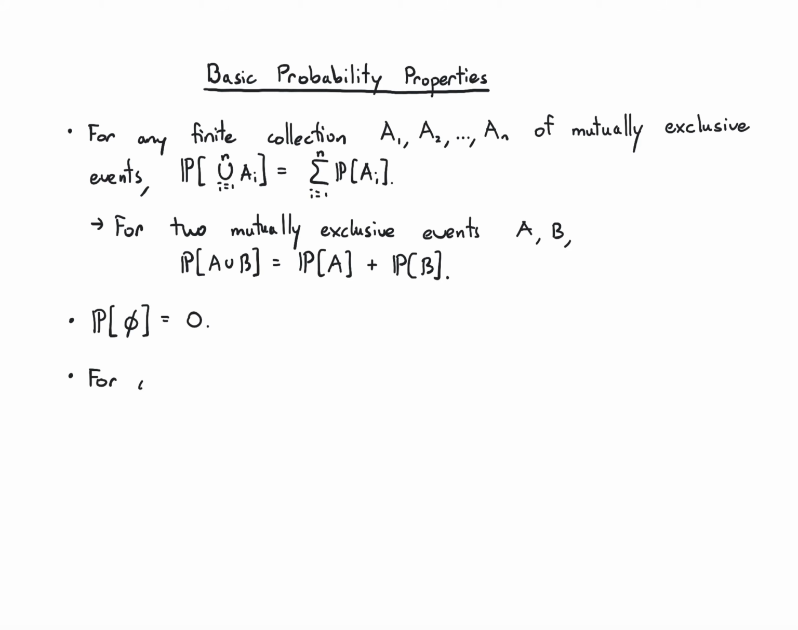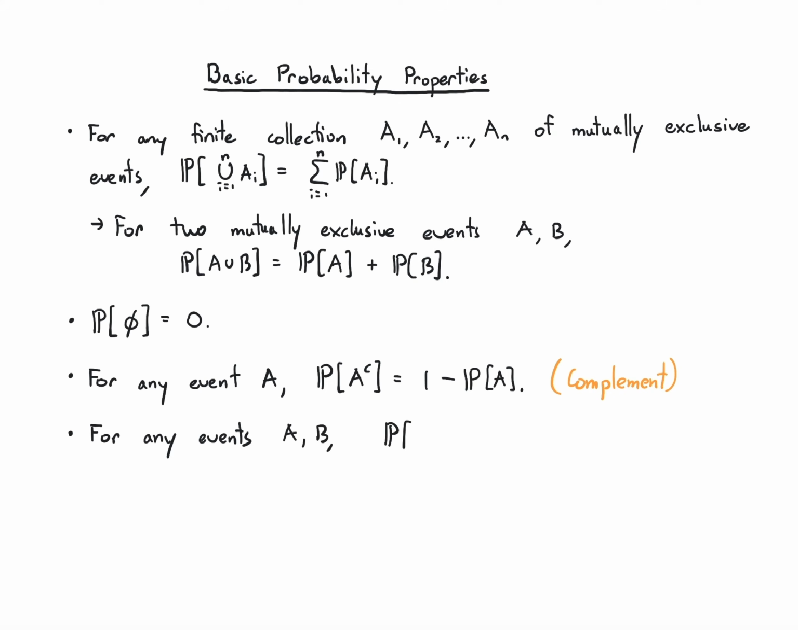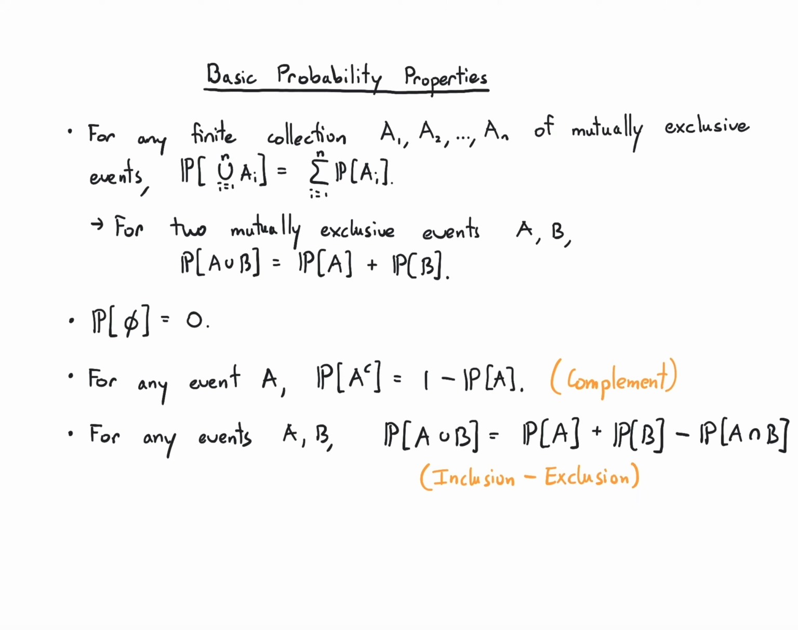And for any event A, the probability of its complement is 1 minus the probability of A. This is called the complement property. And for any events A and B, if I want the probability of their union, it's the probability of A plus the probability of B minus the probability of their intersection. This is called the inclusion-exclusion property.